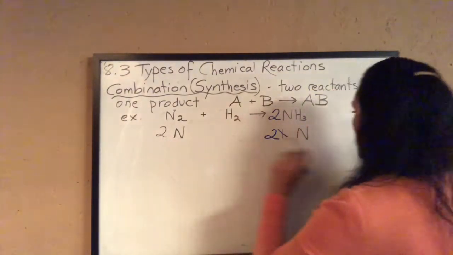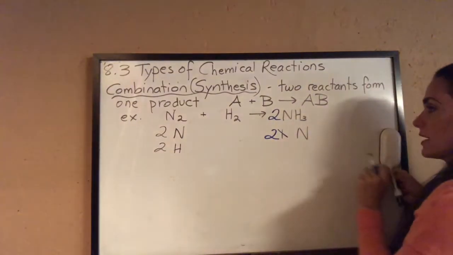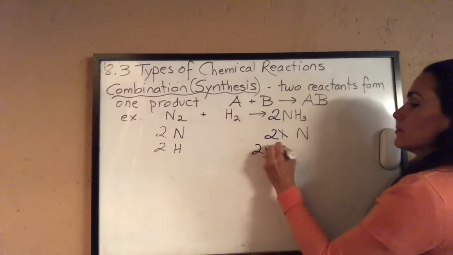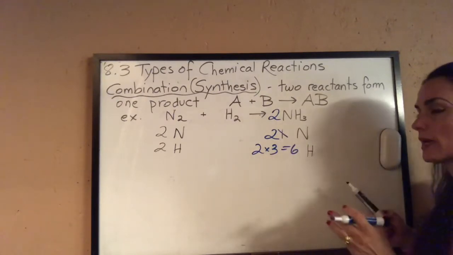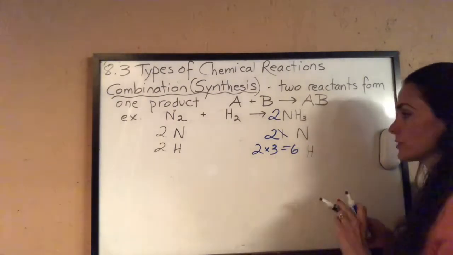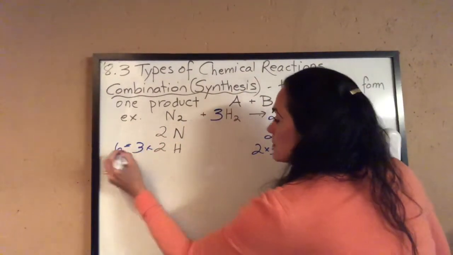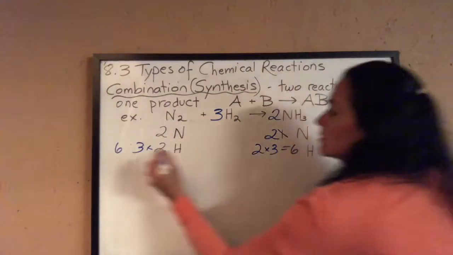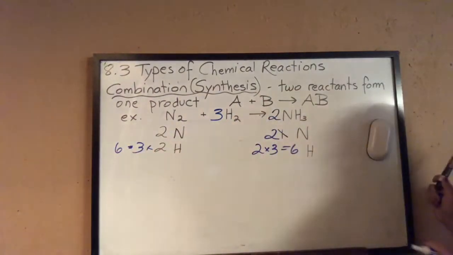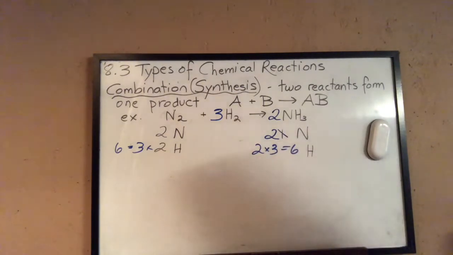We have two hydrogens on the reactant side, but on the product side we have 2 times 3, we have 6 hydrogens. Okay, so we need to balance out the hydrogens. Remembering our times tables, 3 times 2 will balance out to 6. So 2 nitrogens on each side and 6 hydrogens on each side.